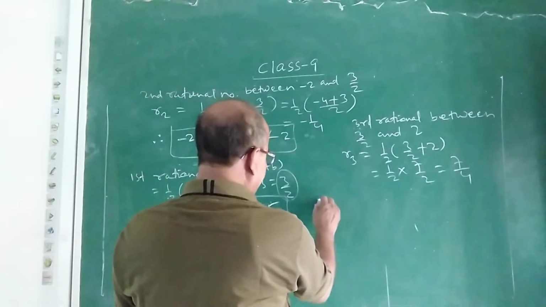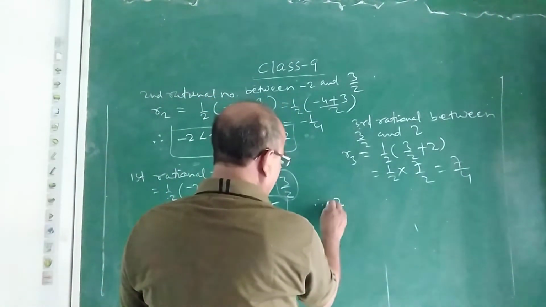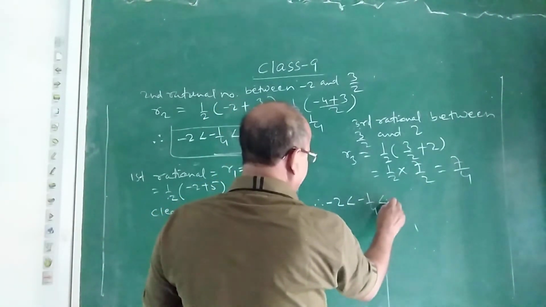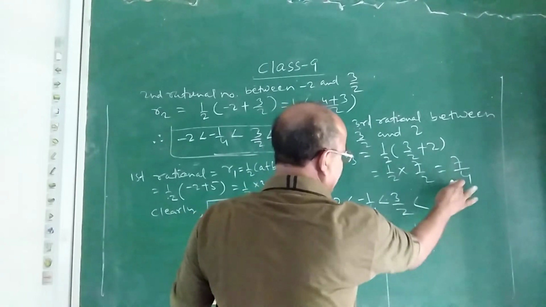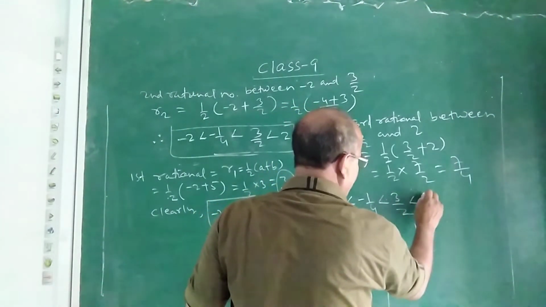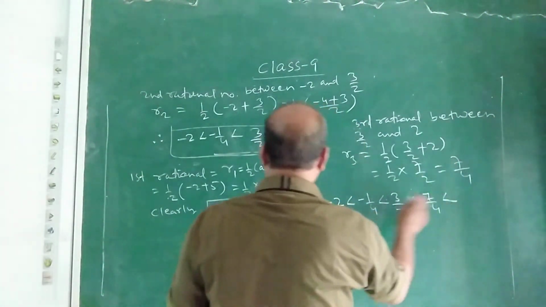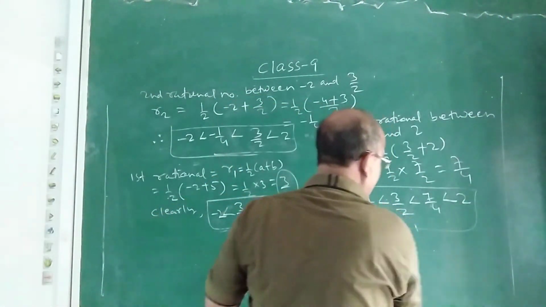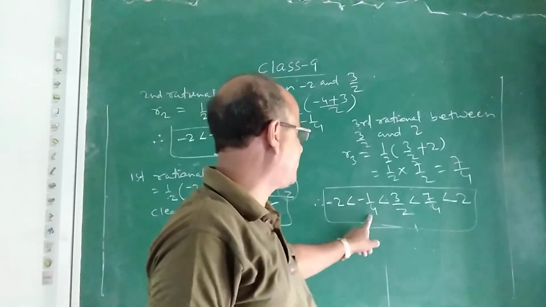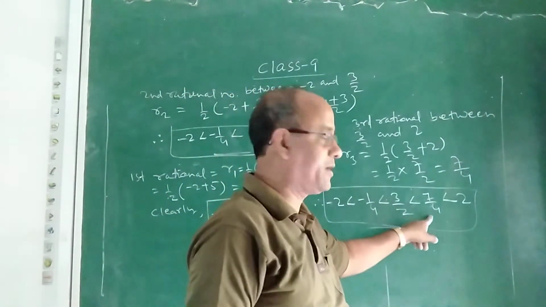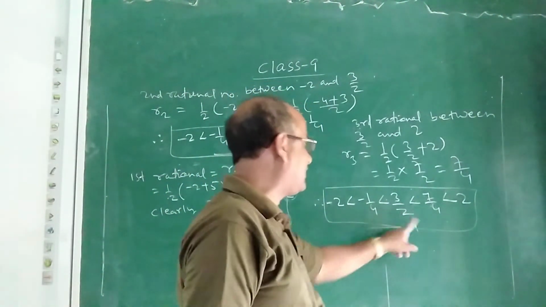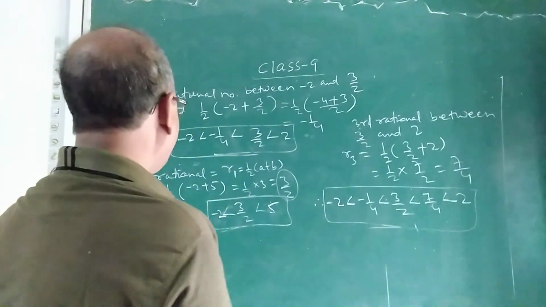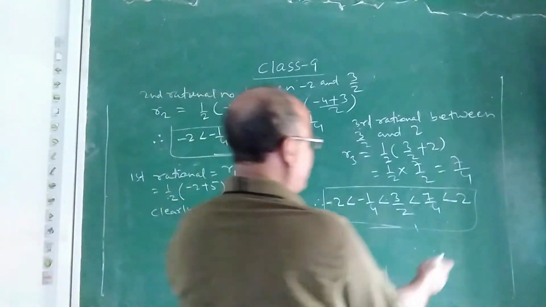So what will I write? Minus 2 less than minus 1 by 4 less than 3 by 2, and this is 7 by 4, less than 2. Now I got three rational numbers: minus 1 by 4, 3 by 2 and 7 by 4. So these are the required rational numbers between minus 2 and 5. I have taken minus 2 and 5.